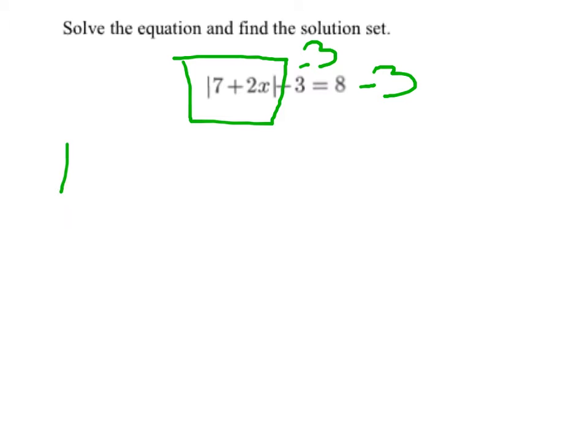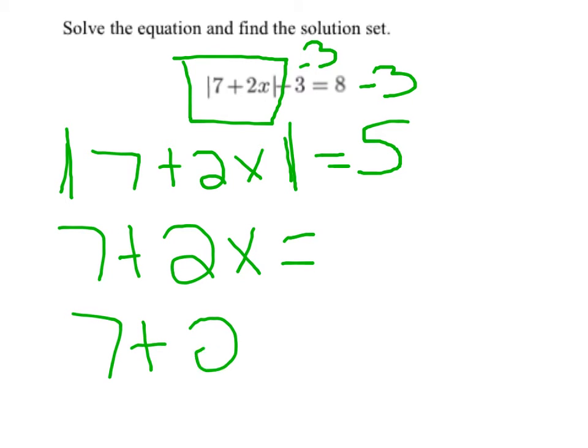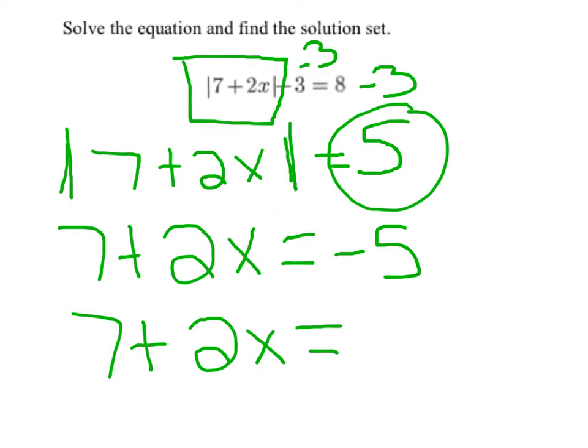Now, we are left with 7 plus 2x, all in absolute value, equals 8 minus 3, which is 5. So, for this problem, we now know that 7 plus 2x is going to be equal to two different answers. Remember, with absolute value, when we have it equal to a number, it is going to be equal to the negative number and the positive form of that number. So we have two different answers.